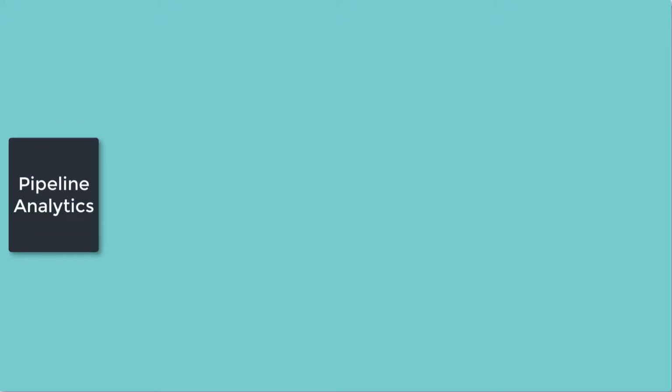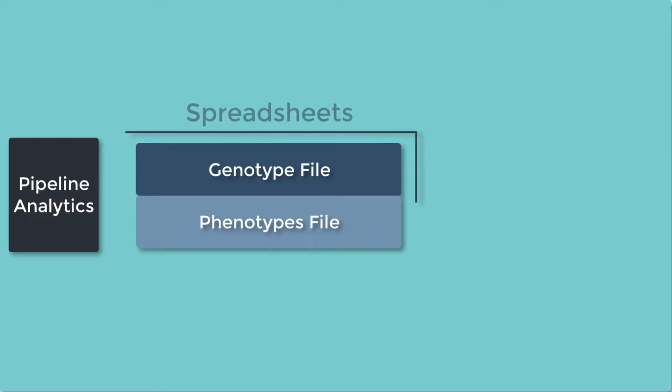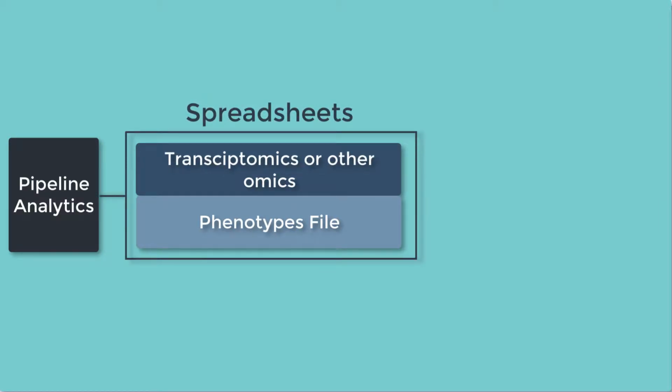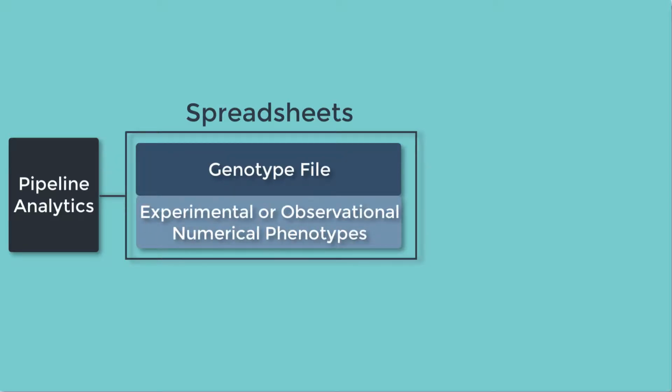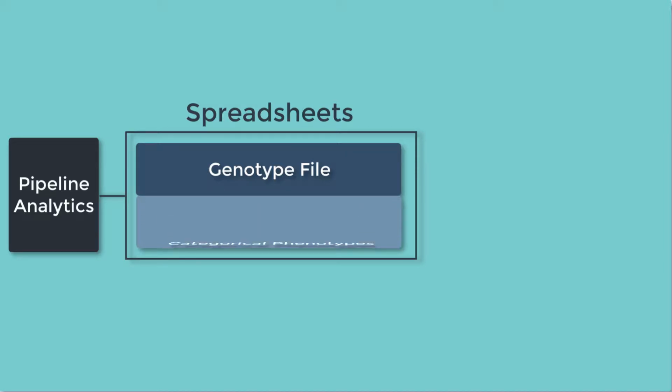The purpose of this tutorial is to explain the gene prioritization pipeline in the KnowEnG system. In this pipeline, users submit a spreadsheet of gene-level transcriptomic or other omics profiles of biological samples. Each sample also has measurements of experimental or observational numerical phenotypes, for example, drug response, or categorical phenotypes, such as cancer subtypes or metastatic status.